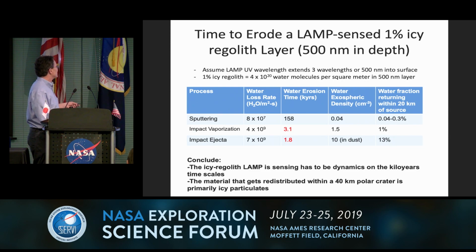So the bottom line here is that the LAMP icy regolith that's sensed in that top layer has to be dynamic. And once more, most of the material that gets redistributed within one of these larger craters is most likely icy particulates.